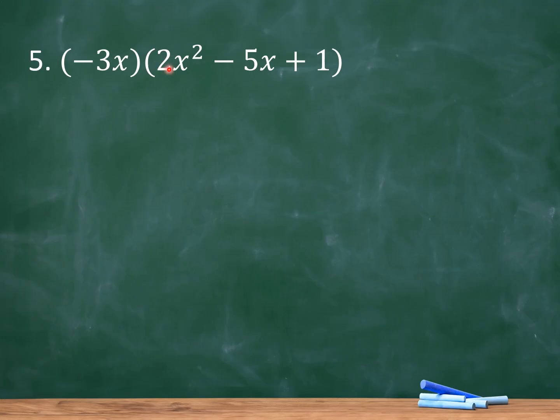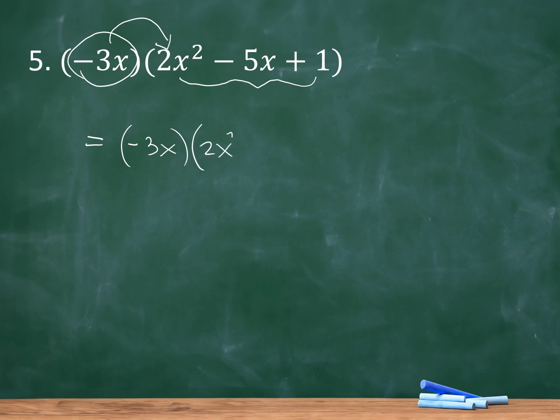Example number 5. Negative 3x times 2x squared minus 5x plus 1. So what we're going to do, we will distribute negative 3x to each of the terms inside the parentheses. Let's begin with negative 3x and 2x squared. So let's write here negative 3x times 2x squared.